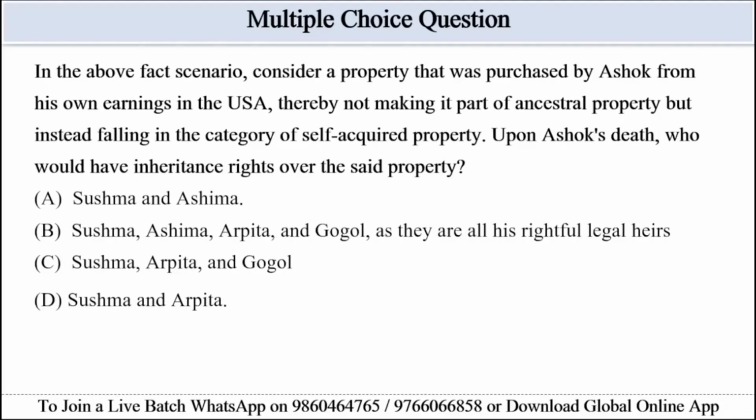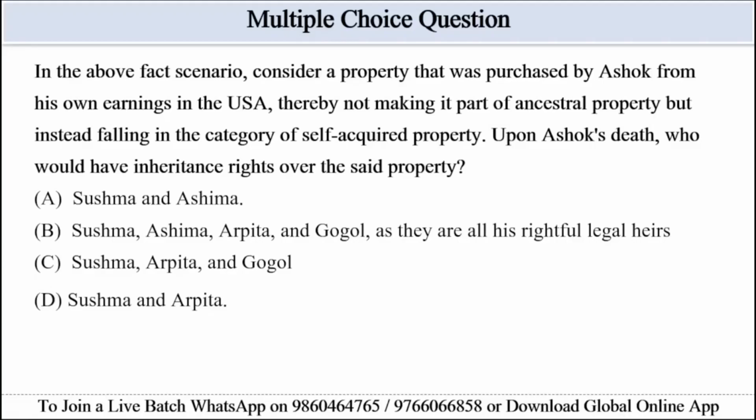In the above fact scenario, consider a property that was purchased by Ashok from his own earnings in the USA, thereby not making it part of an ancestral property, but instead falling in the category of self-acquired property. Upon Ashok's death, who would have inheritance right over the said property? So this question is about who inherits Ashok's self-acquired property after his death.